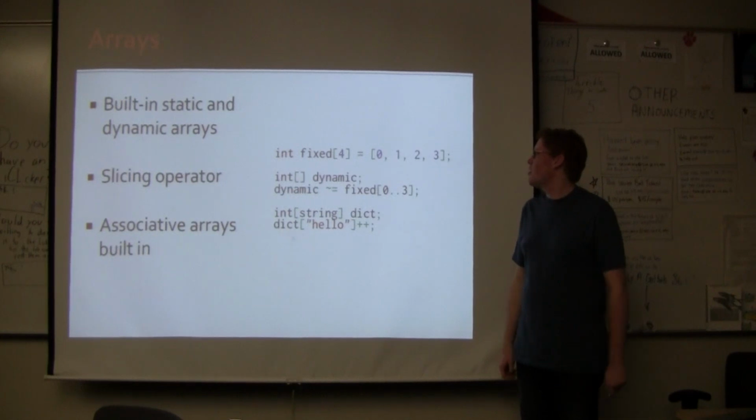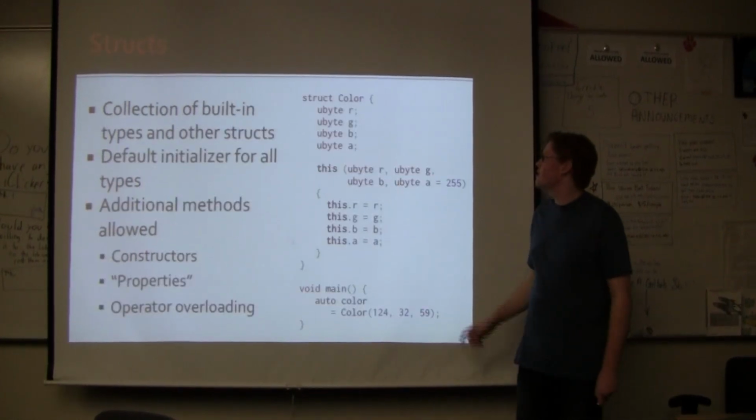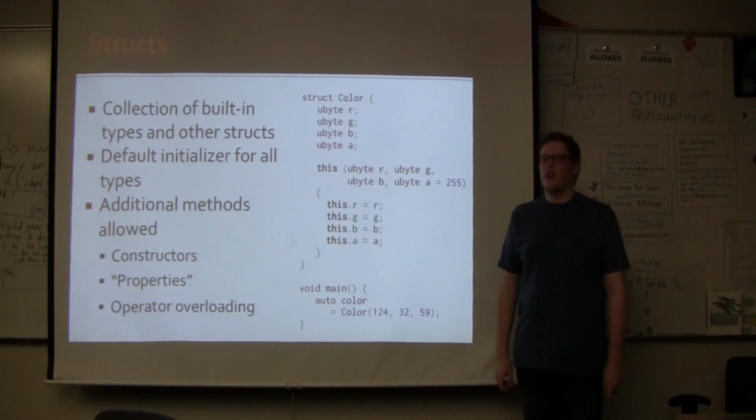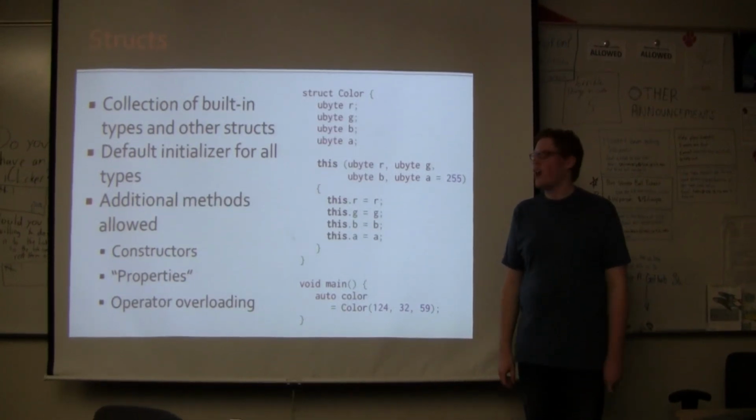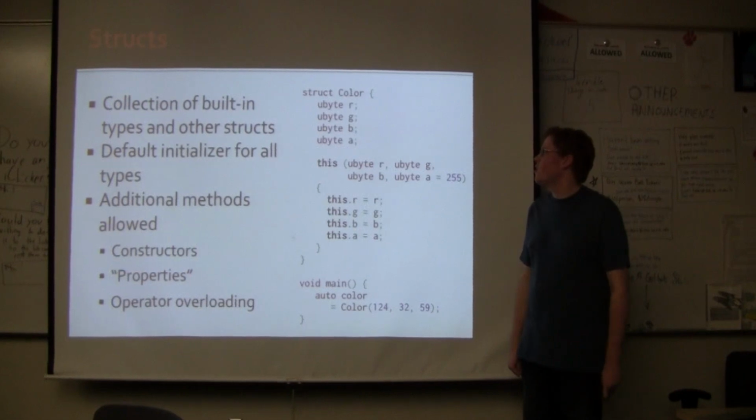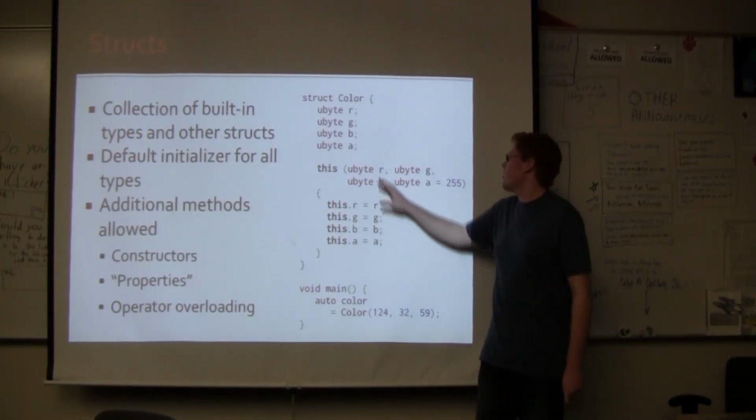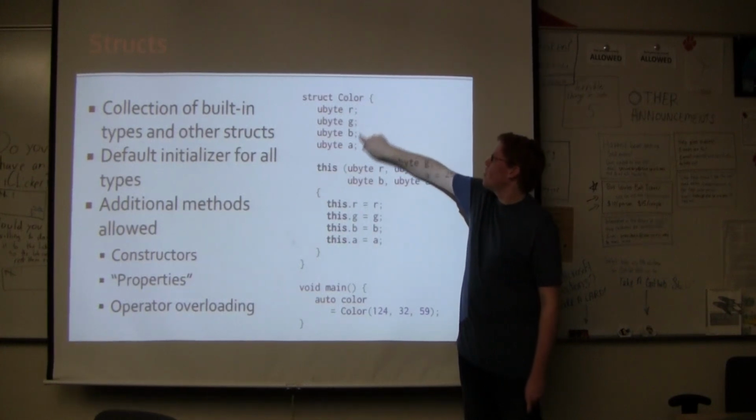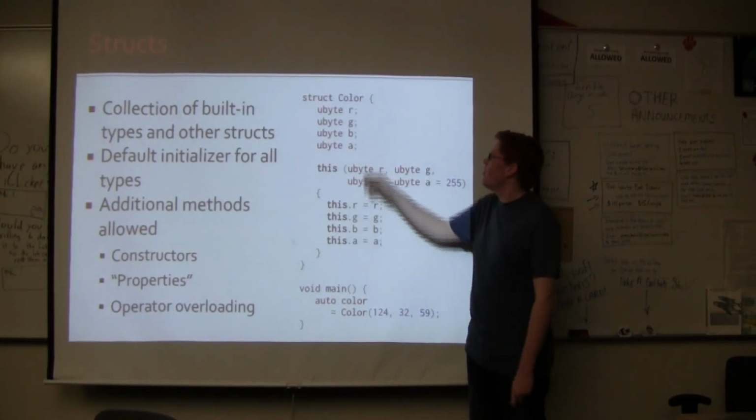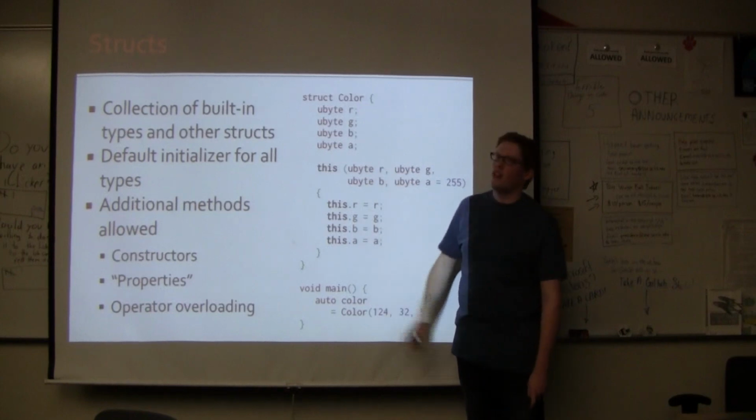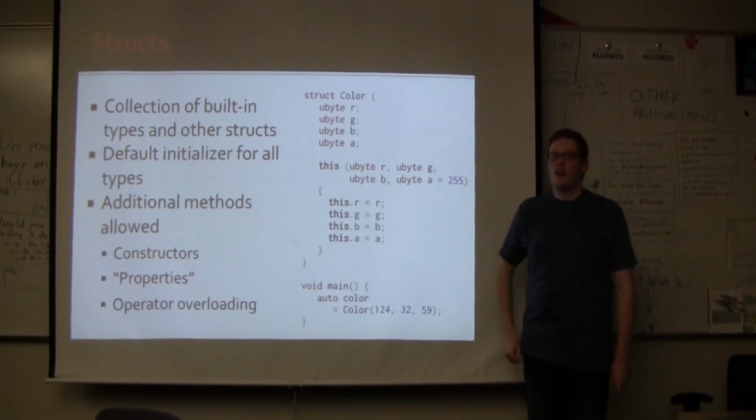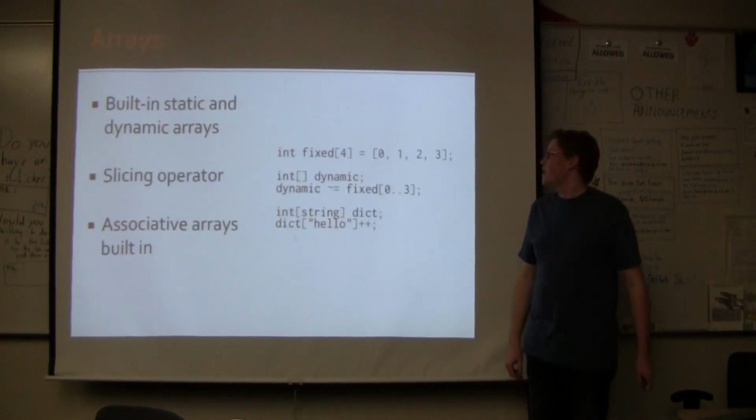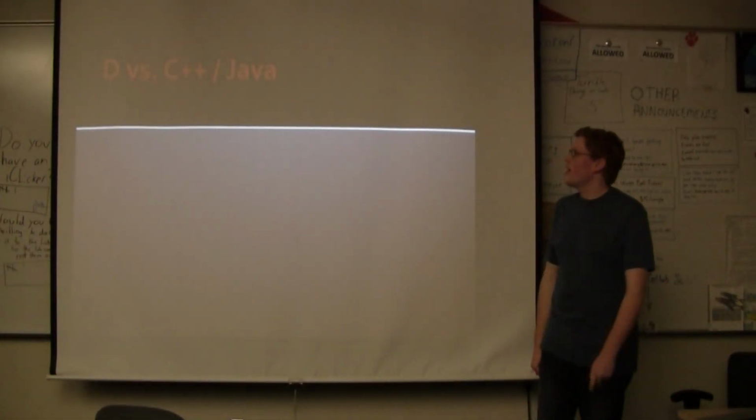Something I didn't mention last slide on the structs: all types by default have a default value. They are initialized and guaranteed to be that value. So you can see here, if I didn't have this constructor, I could keep these color fields just like this, and by default, these would all be set to 0 because bytes and ints are always default initialized to 0.